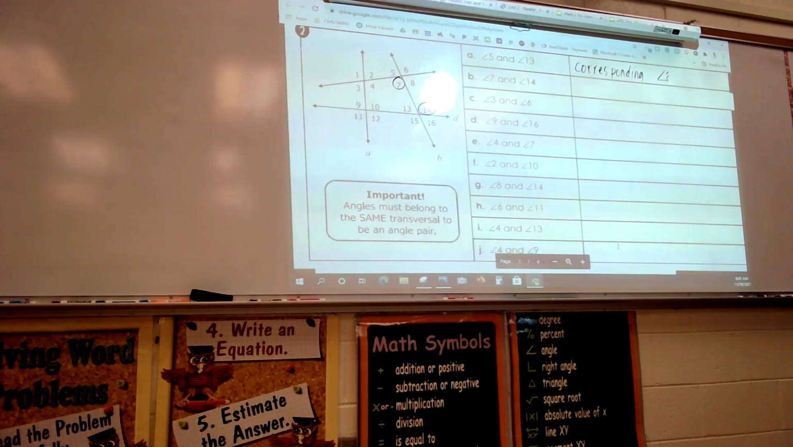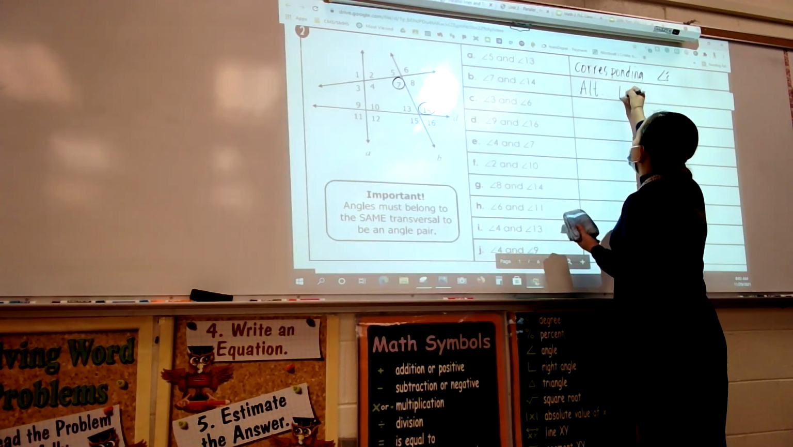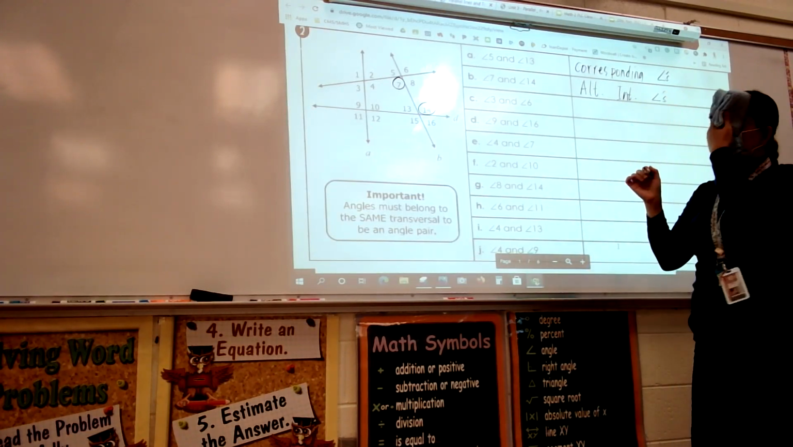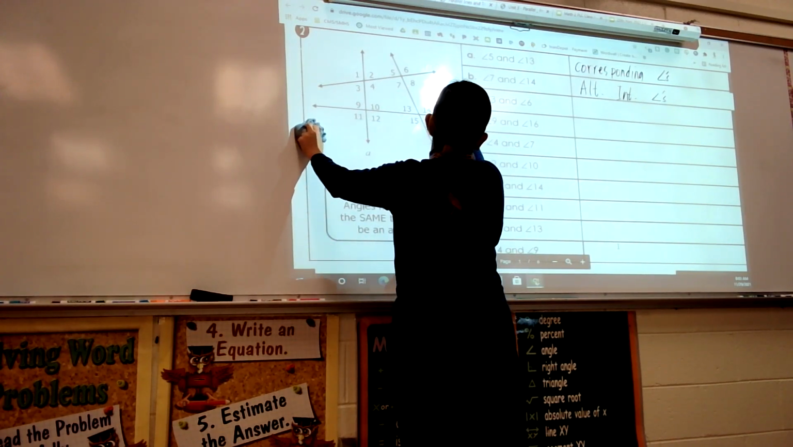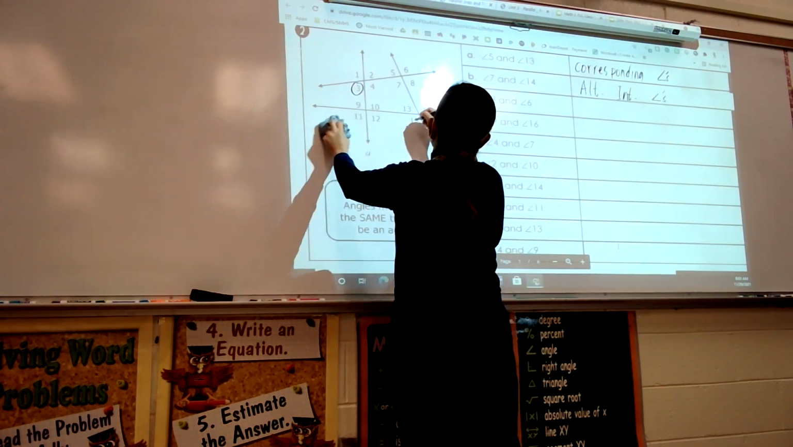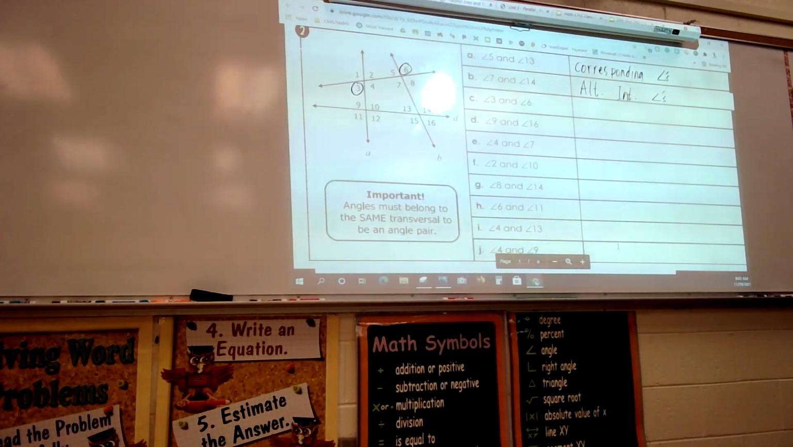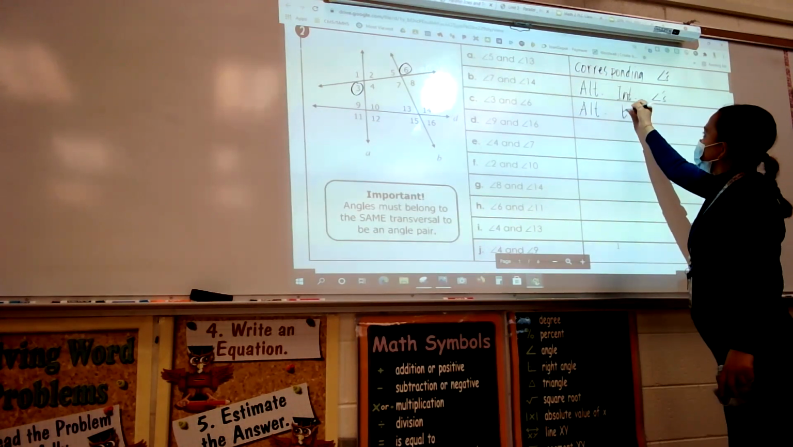Alternate interior. Okay, very good. That is correct. Alternate interior angle. Very good. Next. 3 and 6. Alternate exterior. Very good. Nice. Sarah, answer letter D.